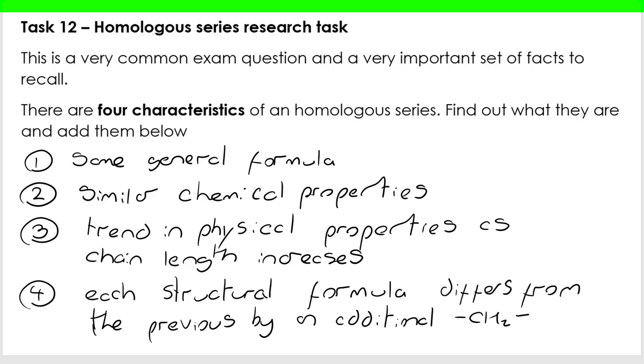It's also really important to say here that what makes a homologous series is the functional group it contains. Alcohols are alcohols because they contain the OH alcohol group. Alkenes are alkenes because they contain the C=C double bond functional group.